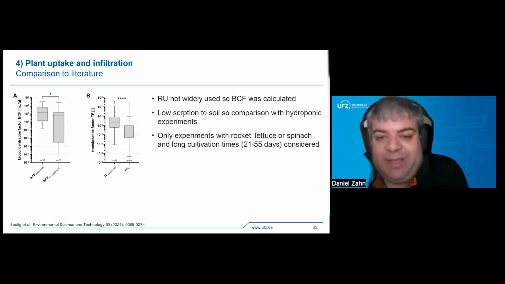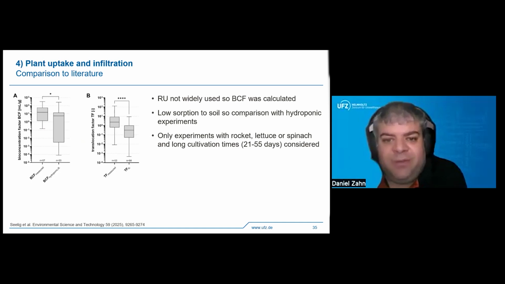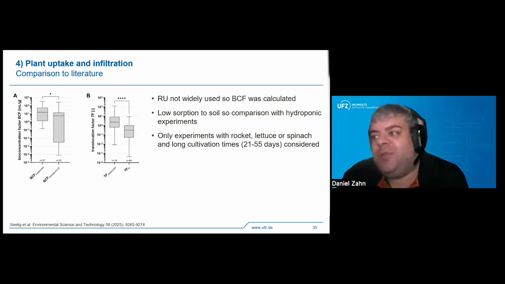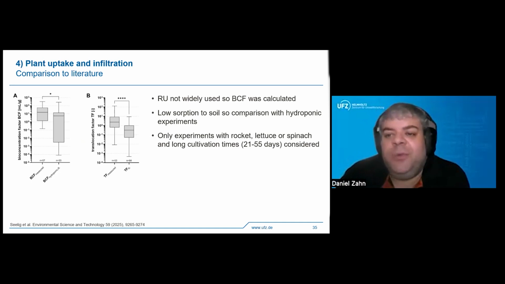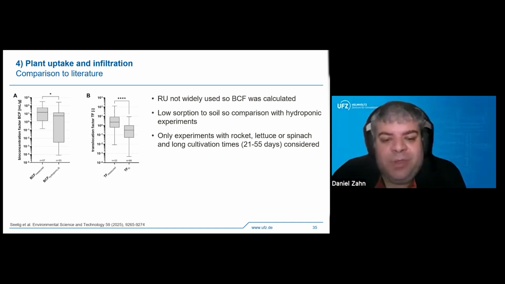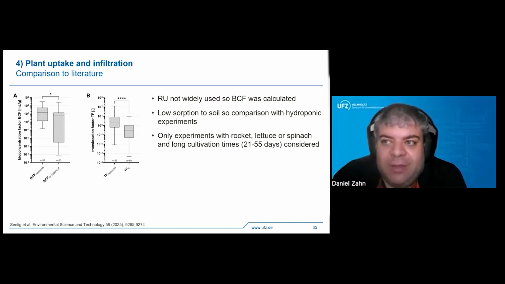We wanted to compare our data to literature. Since the RU is not right reduced, we calculated bioconcentration factors. Since we have low sorption to soil, you often use soil concentrations to plant concentrations. We decided to compare it to hydroponic studies and calculate a bioconcentration factor from water to plant, because otherwise this would be quite a pointless exercise for chemicals that do not absorb to the soil, because it only depends on how wet the soil is at this point.